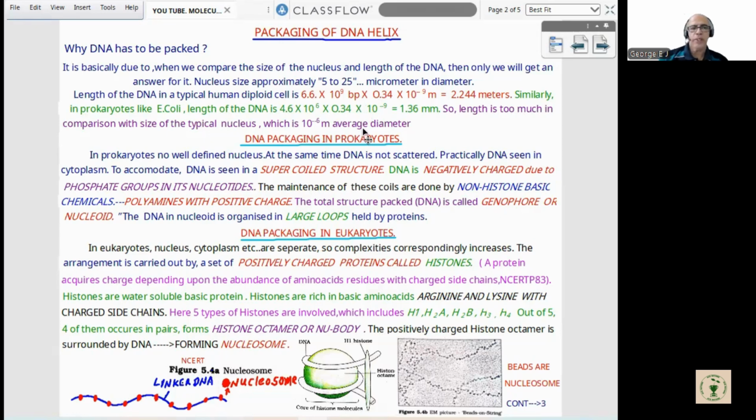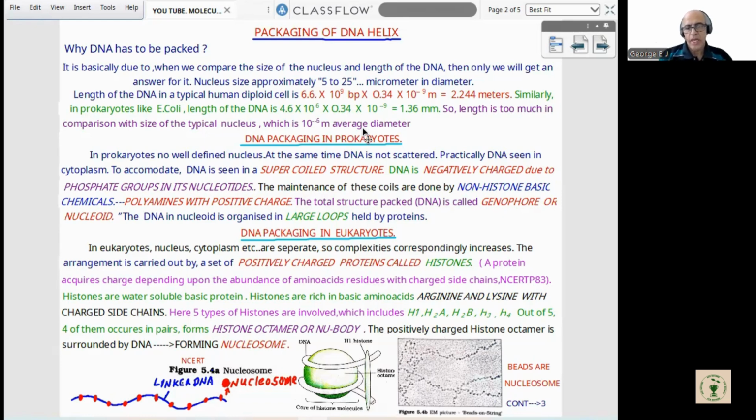Similarly, when we take a prokaryotic cell like E. coli, for the length of the DNA, remember the number of bases, 4.6 into 10 raised to 6, into 0.34 into 10 raised to minus 9 meter. It will give you a value of 1.36 mm. So the length is very large compared with the size of the nucleus. So the length has to be adjusted in a nucleus, and the nucleus size is just 10 raised to minus 6 meter average diameter.